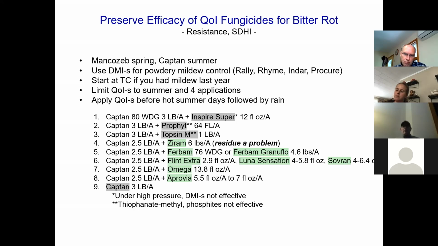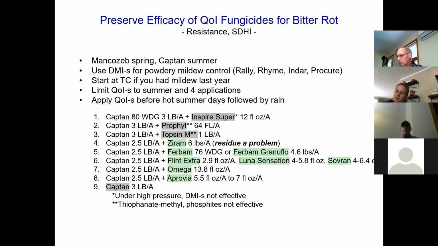And you can alternate them with Omega and Aprovia now, with a high rate of Omega or Aprovia. But keep in mind that in terms of Aprovia, if you use it for control of apple scab early in the season, you can only have 4 to 5 applications per season in total of Aprovia, because that one is far more effective for scab. Actually, it is effective both for bitter rot and scab, but you can maybe back off a little bit on Aprovia early in the season, use other SDHI fungicides and save this one for later.